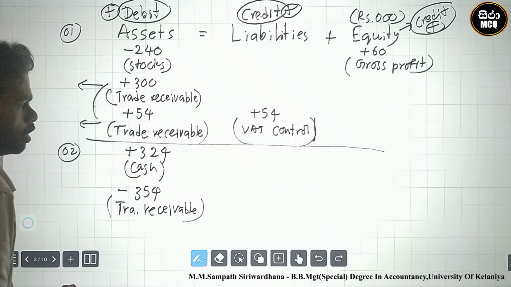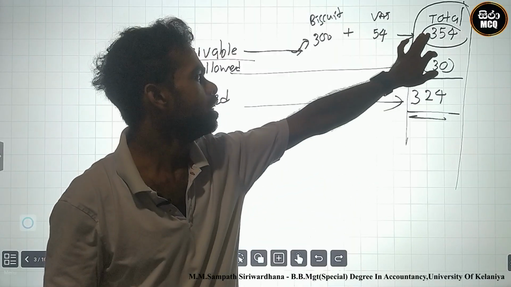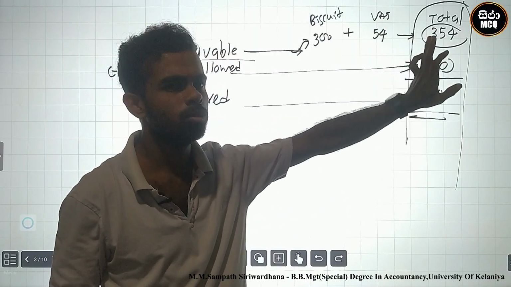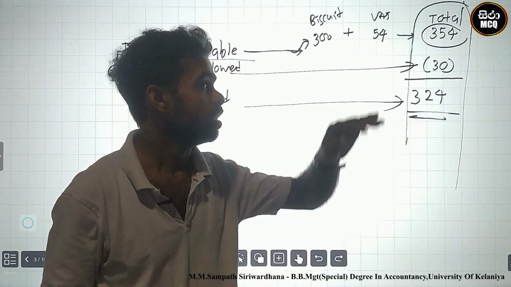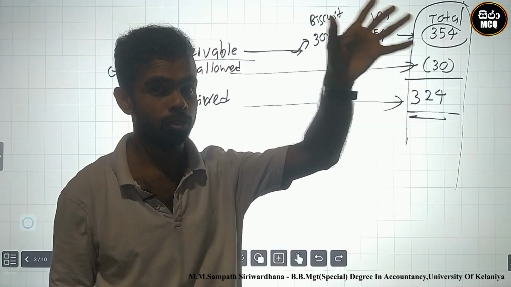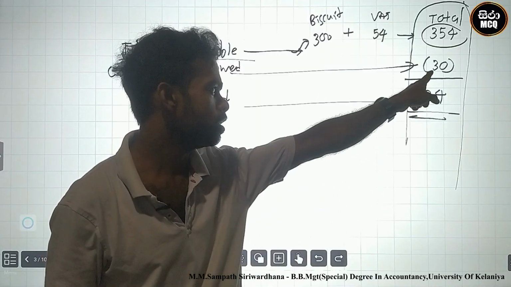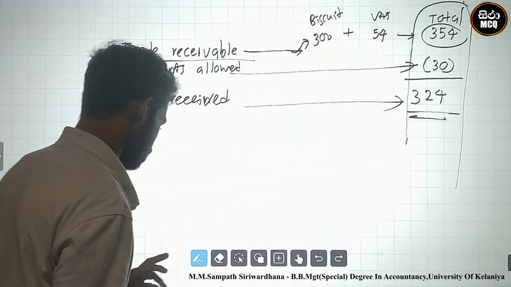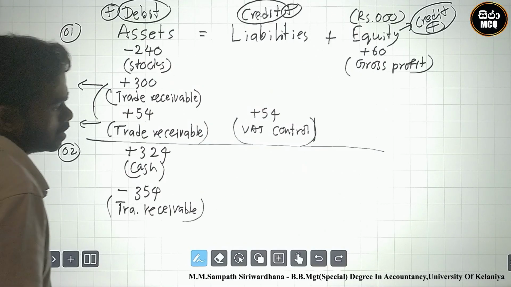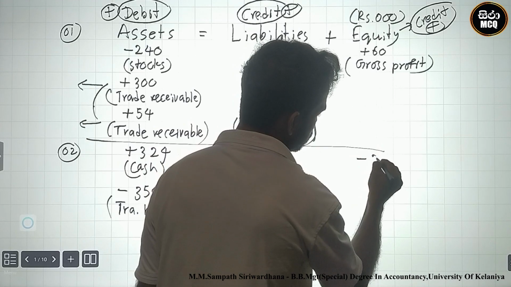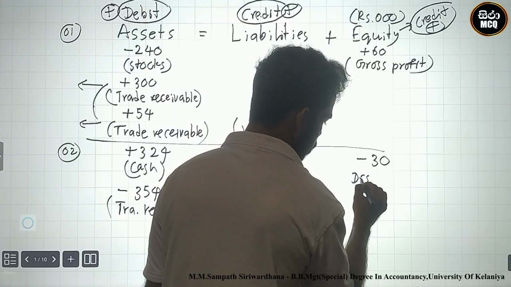Next one is discount allowed. Discount allowed means loss, means expense. Look here, the receivable amount is 354 but we only collect 324. Therefore this is the expense. Expense means loss. This is the unhappy thing. Therefore we must impact equity deduction. This is discount allowed.